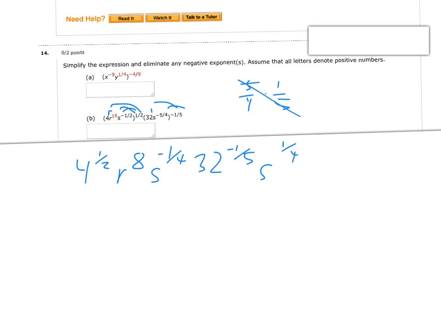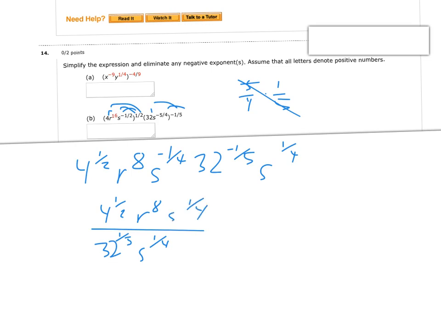Okay, so a couple different ways you can go from here. You could start adding exponents now. I actually prefer to get rid of the negative exponents by moving them to the bottom. So that's how I do it. So I'm going to go 32 to the 1/5 down here. I'll keep my 4 to the 1/2 up here. We have r to the 8th up here. S to the 1/4 will go to the bottom. And s to the 1/4 will stay up top.